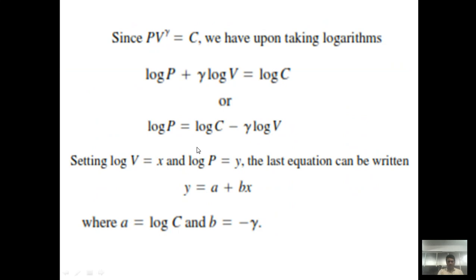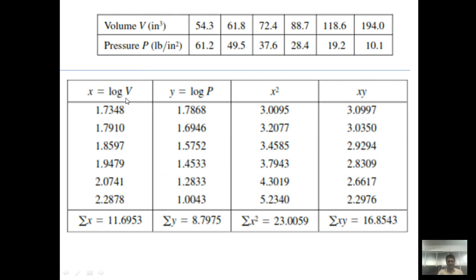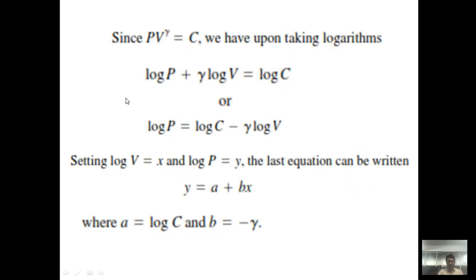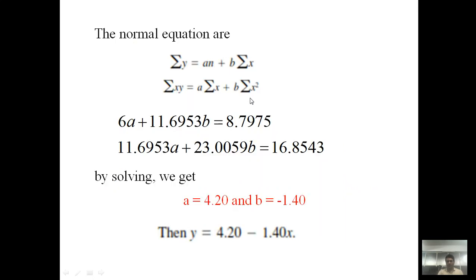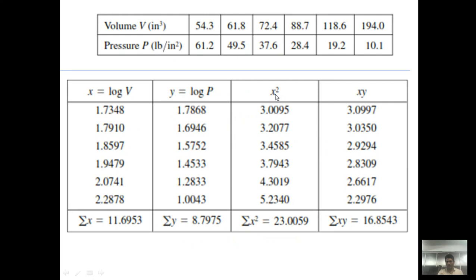Remember, we have to assume the transformations. So small x is equal to log v, and y is equal to log p. And to solve the normal equation, we require x square and xy. So we have to include one column for x square and one for xy.